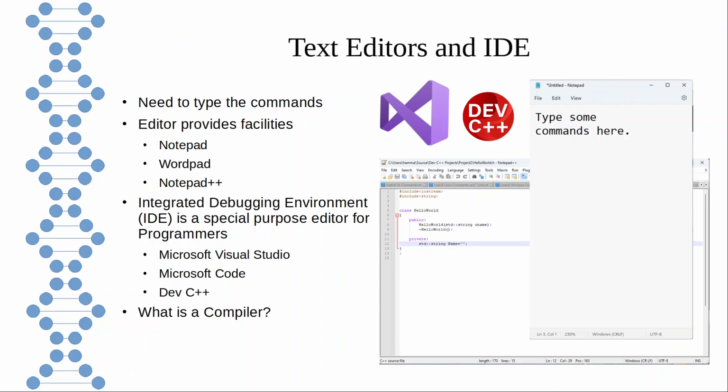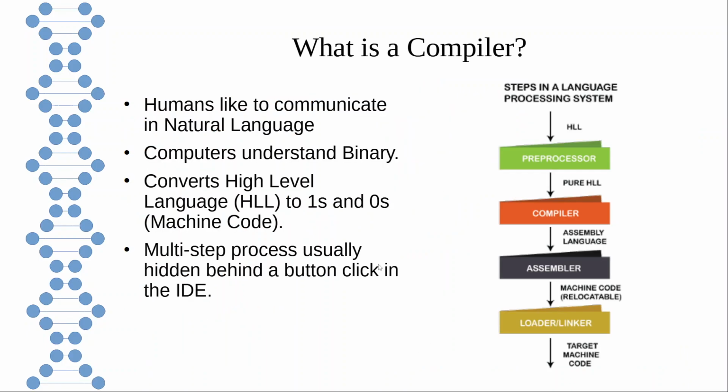A compiler is a software tool which translates high-level programming language instructions into low-level machine code that can be executed by the computer. Okay, so let's talk about compilers. If you want to program a general purpose computer, you will need to tell it what to do.